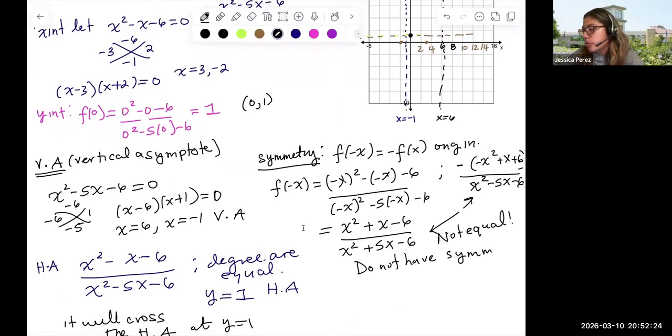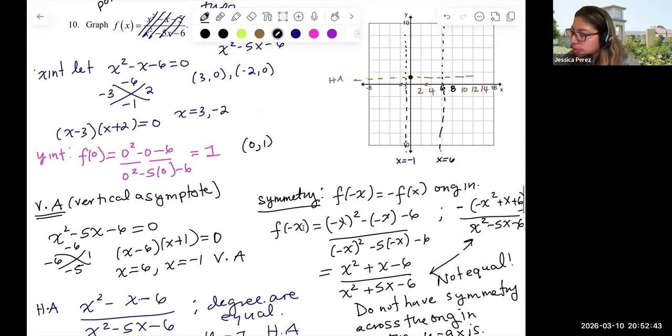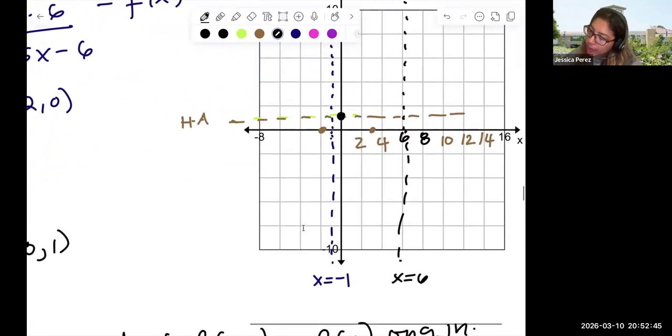You do not have symmetry across the origin or the y-axis because they're not equal either. So then what you'll have left over is to actually do some checkpoints and see, okay, what happens? So this is right here, a negative 1.